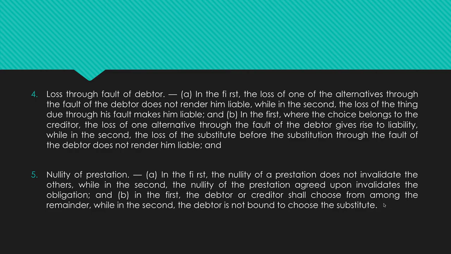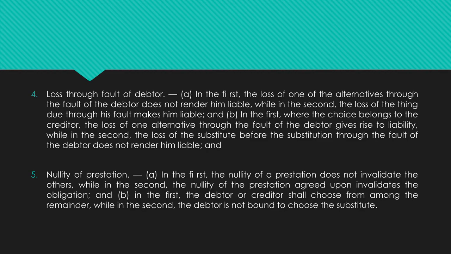Loss through the fault of the debtor. In alternative, the loss of one of the alternatives through the fault of the debtor does not render him liable, again, because there are other choices. While in the facultative, the loss of the thing due through his fault makes him liable. In the first, meaning in the alternative, the choice belongs to the creditor.